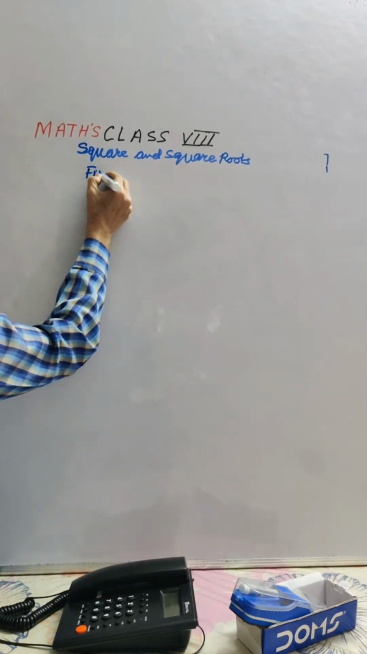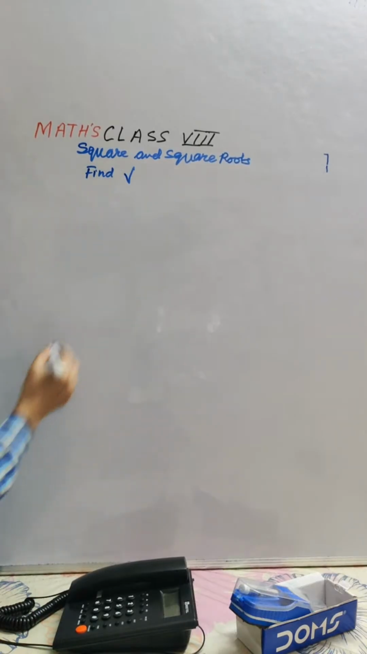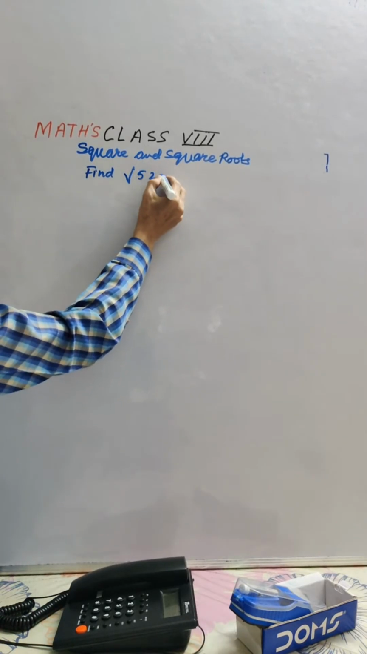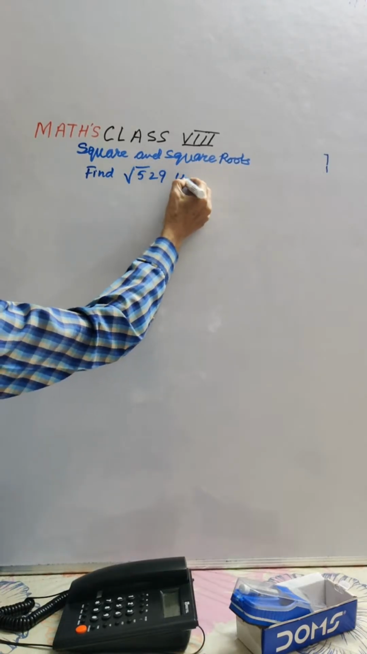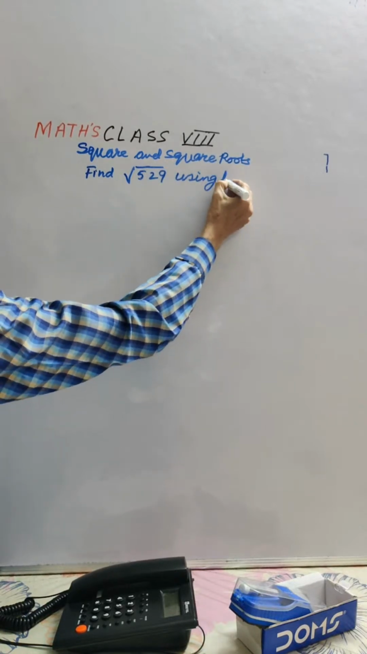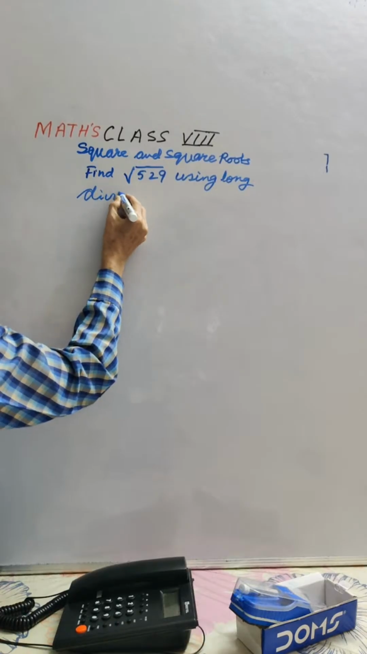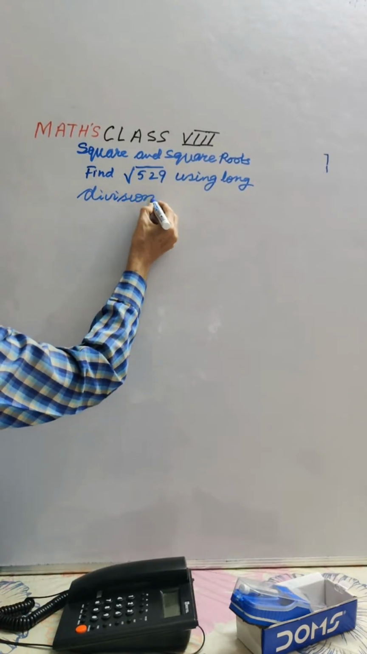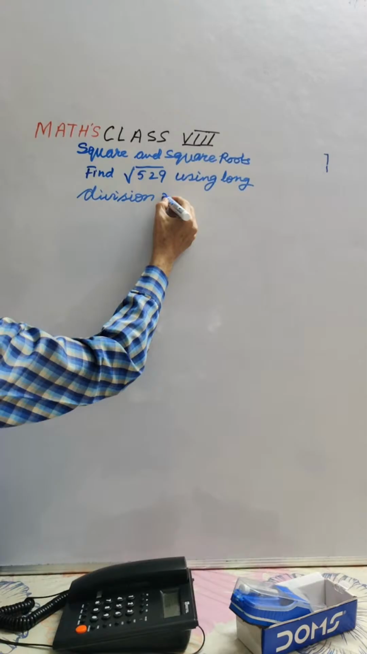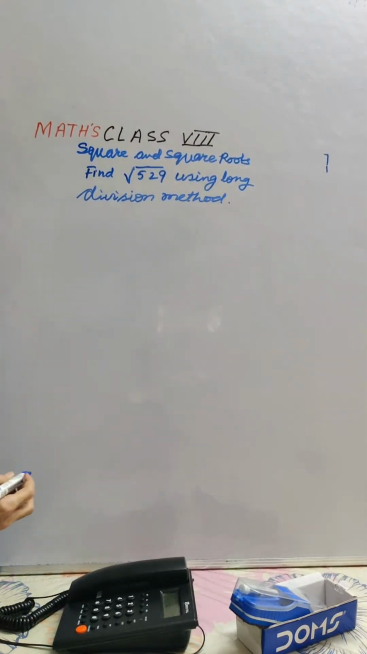Find the square root of 529 using long division method. What is this long division method? As the name, so is the work.